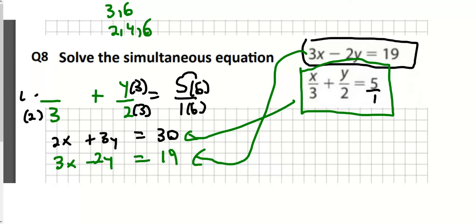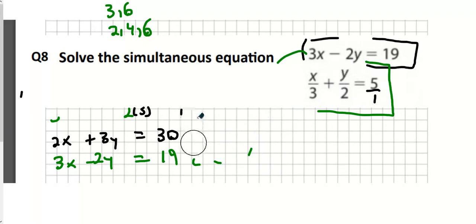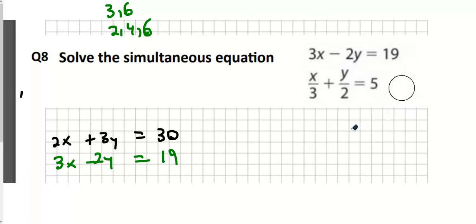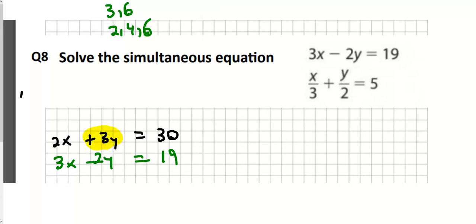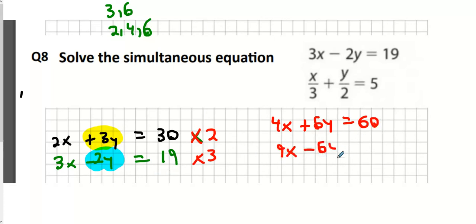Now, once we agree upon this, we can then choose a letter to get rid of. I'm going to get rid of the y's just because I think it's relatively easy. I'm going to turn this 3y into 6y, and this 2y into minus 6y. I can achieve that by multiplying the top equation by 2 and the bottom equation by 3. When I multiply the top equation by 2, I get 4x plus 6y equals 60. When I multiply the bottom equation by 3, I get 9x minus 6y equals 57.